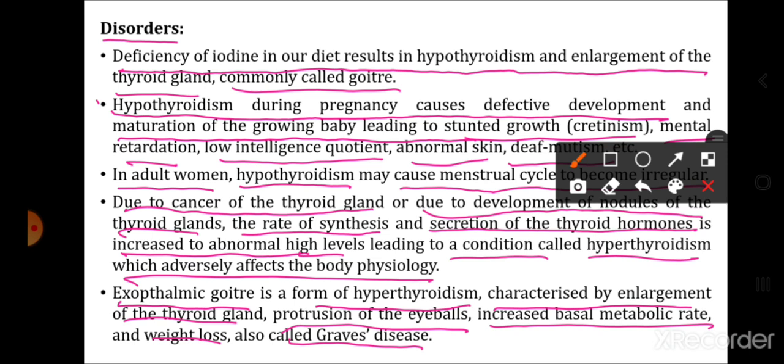हाइपरथायरॉइडिज्म का एक फॉर्म है जिसको बोलते हैं exophthalmic goiter, and this exophthalmic goiter is also called Graves' disease. ये डिजीज के सिम्टम्स क्या है? There will be enlargement of thyroid gland, there will be the protrusion of eyeballs, there will be the increased BMR, that is basal metabolic rate, there will be weight loss.